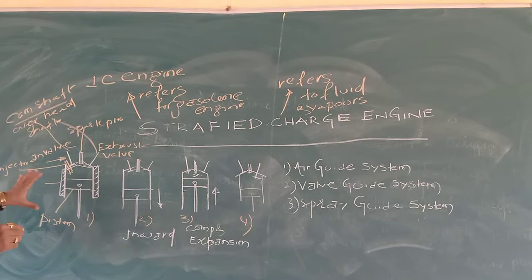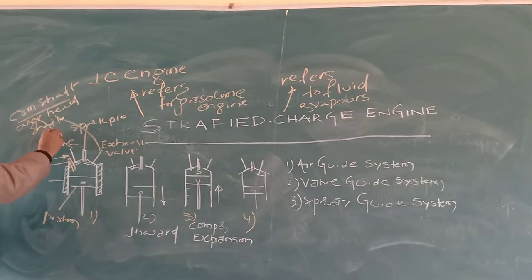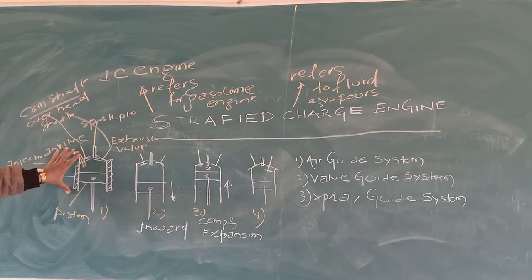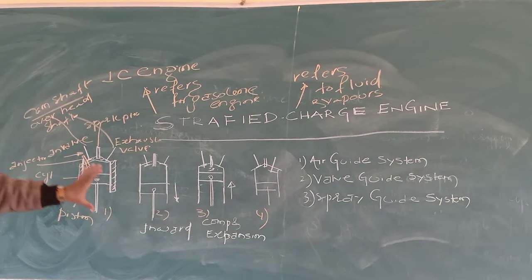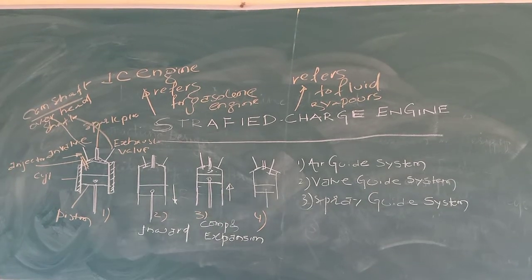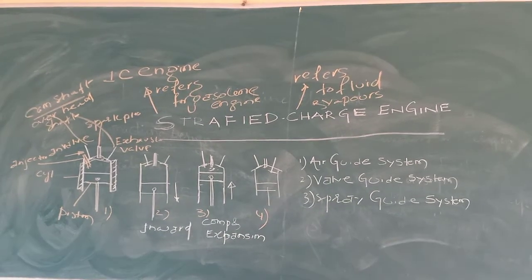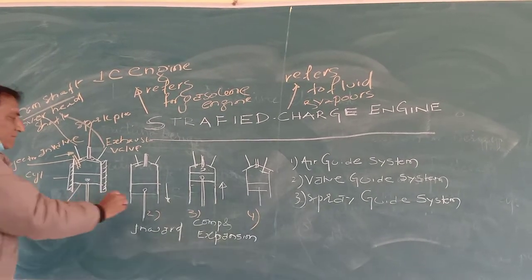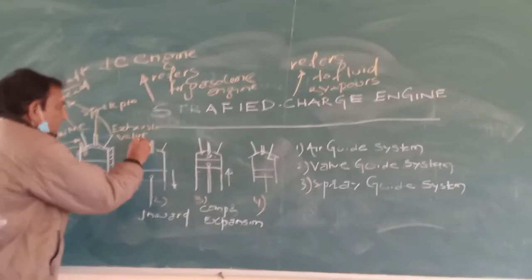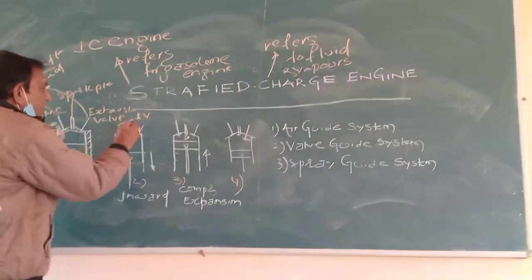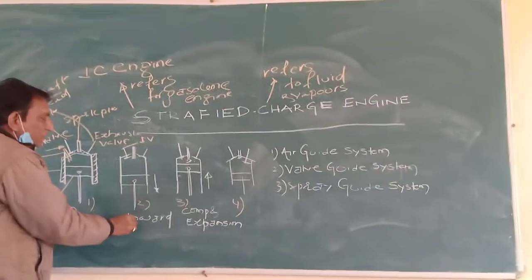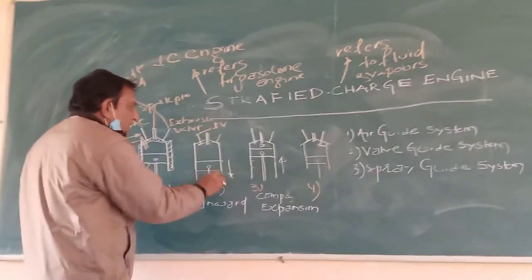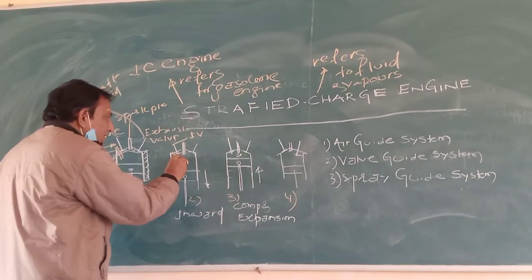Got it? So this figure shows the different parts that we are using in the stratified engines. Right? Next we will go for the working. How does it work? During the intake stroke, what will happen? The air comes and enters the combustion chamber through the inlet valve. The inlet valve will open in this stroke. The piston moves from top dead center to bottom dead center.